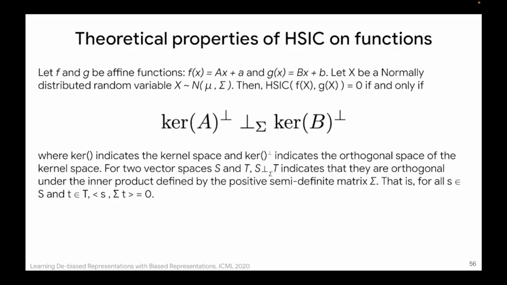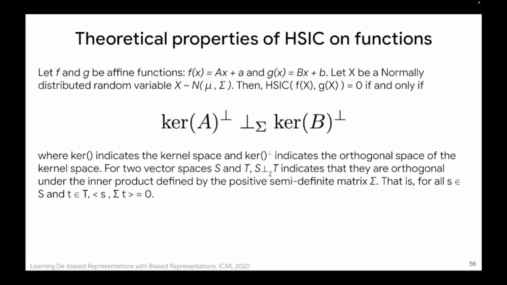So let's say we have two functions which are linear. f of x is ax plus b, and g of x is bx plus b. And let's make a further simplifying assumption that x is a normally distributed random variable according to mu and sigma. Then we argue that h-sig of f of x and g of x is equal to 0 if and only if, we already know, f of x and g of x are statistically independent.